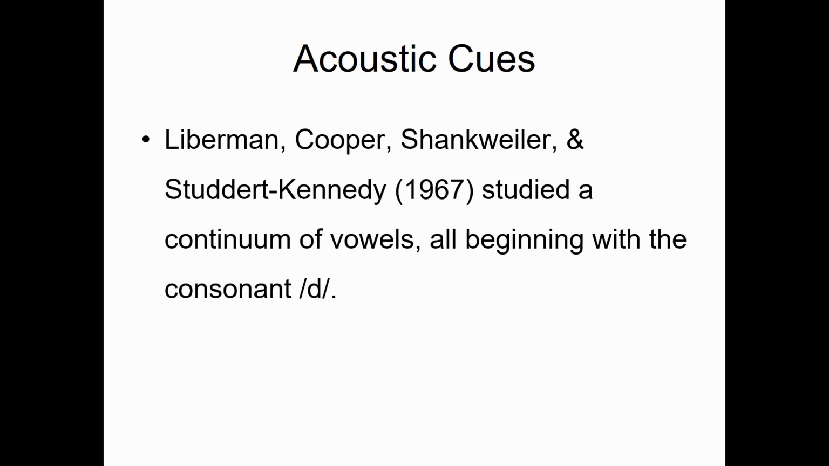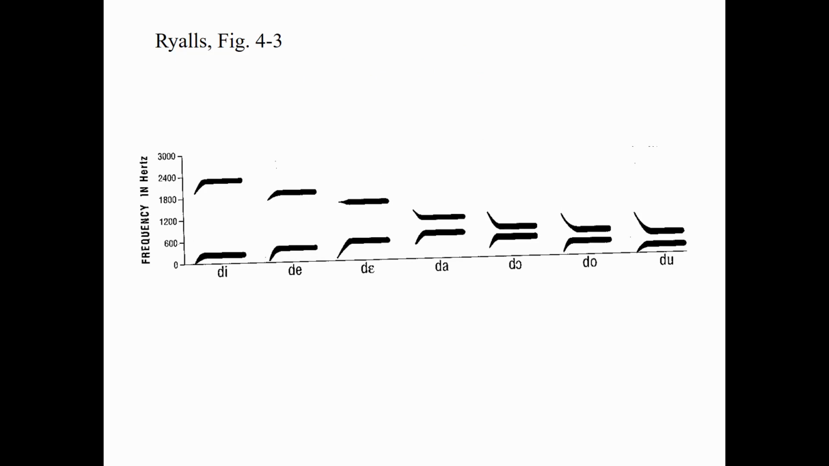So Lieberman, Cooper, Shankweiler, and Studdert-Kennedy studied a continuum of vowels all beginning with the consonant D. This was using the pattern playback, where they painted those formant frequencies, and then through something akin to magic, they got synthesized speech tokens. What they found is that you could synthesize formant transitions for a variety of vowels, and when you played these to listeners, even though there was no burst in these stimuli, and remember stop consonants have bursts, simply hearing the formant transitions was enough to tell people that there should have been a consonant D there.